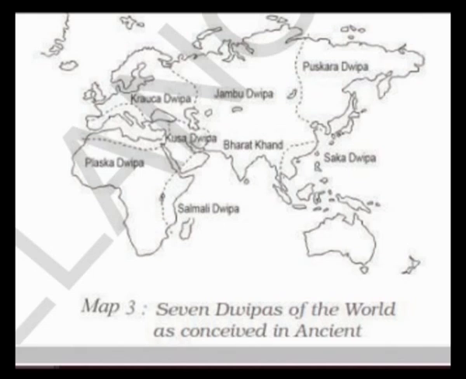Here you will see that our planet Earth is divided into 7 dvipas, that is Plaksha Dvipa, Krauncha Dvipa, Jambu Dvipa, Pushkara Dvipa, Shaka Dvipa and Shalmali Dvipa. And our country India, which was known as Bharat Khand, is located in which Dvipa? Yes, it is located in Jambu Dvipa.